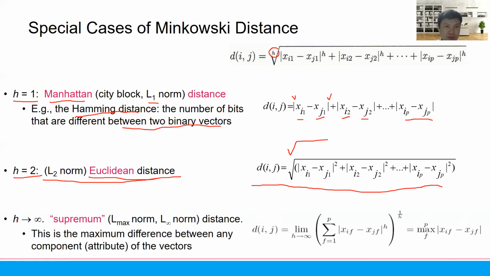The number 3 of the Minkowski distance uses h equal to infinity. It means the L max norm or L infinity norm. This is the maximum difference between any component or attribute of the vector. So we just take the maximum for every number.